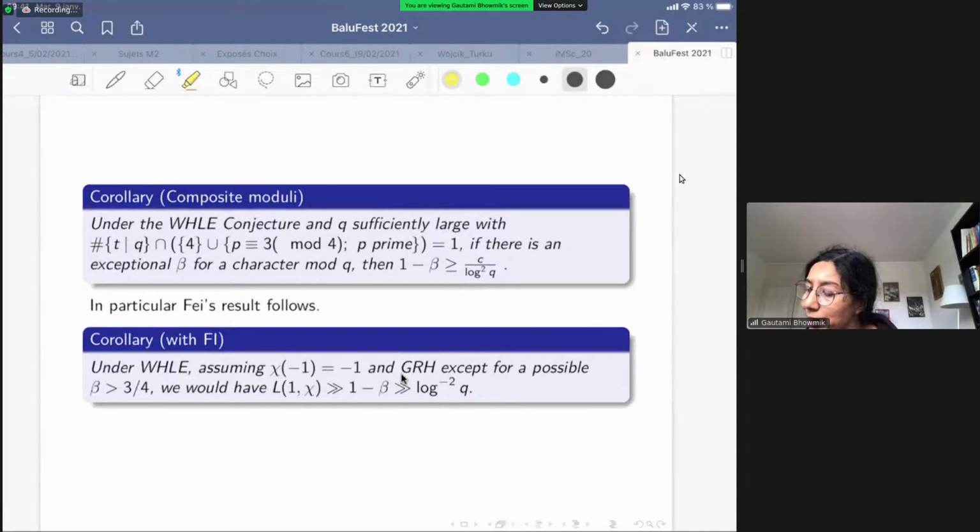So this is a corollary of our result. It says that if you assume this conjecture, the weak Hardy-Littlewood conjecture with exceptions, and if Q is sufficiently large with some conditions, which comes from your chi, then there is a beta such that 1 minus beta is large.